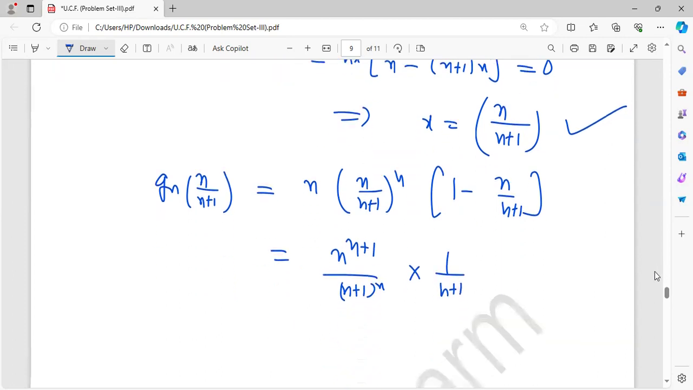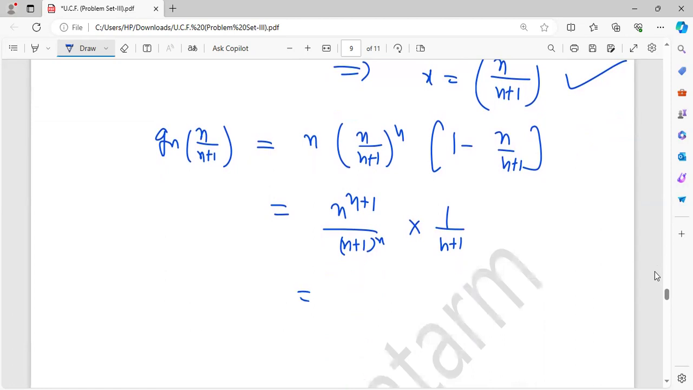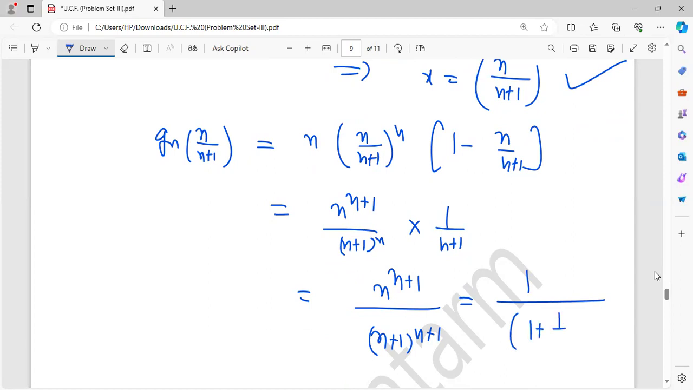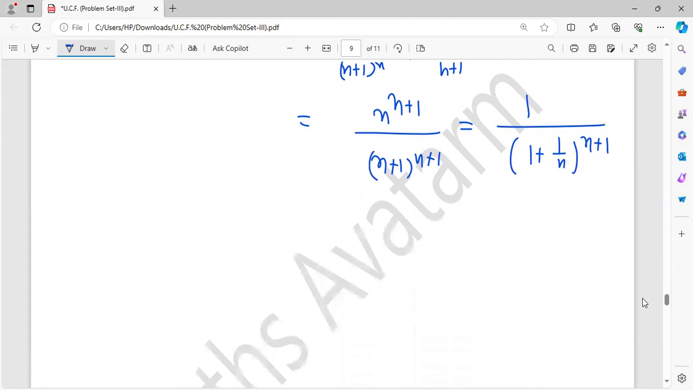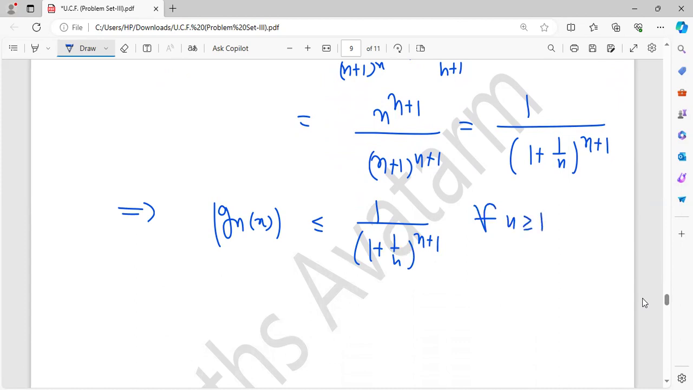Okay. So what you are getting? You are getting (n plus 1) to the power n plus 1, that is 1 upon (1 plus 1 upon n) to the power n plus 1. So maximum value is this. It means g_n(x) is less than or equal to 1 upon (1 plus 1 upon n) to the power n plus 1, for all n greater than or equal to 1 and x belongs to the closed interval 0, 1.